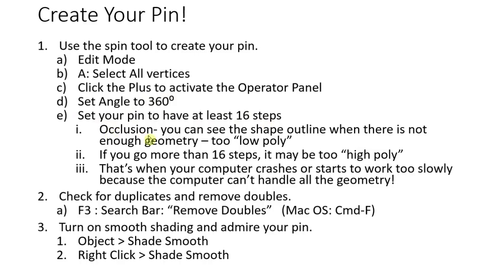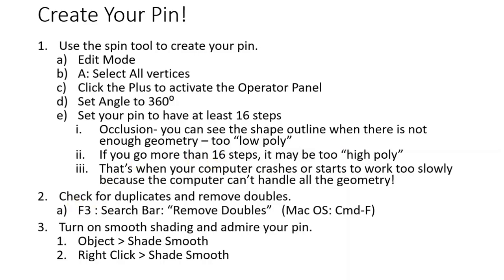We're going to talk about occlusion. This is where you can see the shape outline when there's not enough geometry. It's low poly, it's a little choppy looking, it's not smooth. If you go more than 16 steps, it may be too high poly. Your computer might not be able to handle all the geometry that would create, and it could cause it to crash, work really slowly. It might not render it. Make sure that you're choosing geometry that suits the speed of your computer.